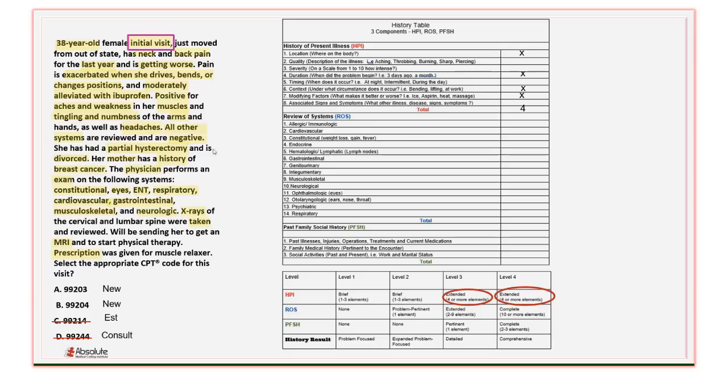So what does that mean when it says all other systems are reviewed and are negative? So what do we do for that? What did you guys get for your ROS?